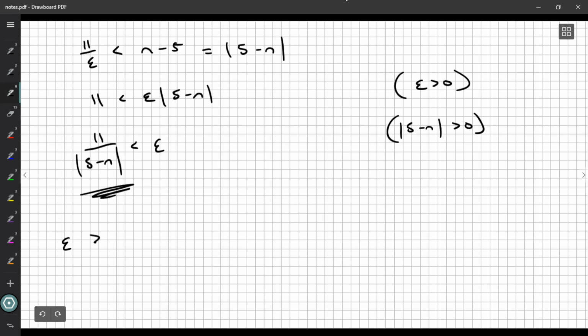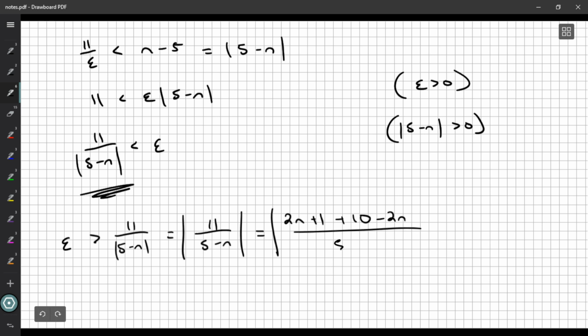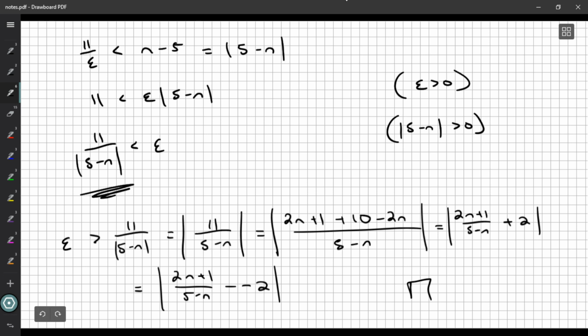So epsilon is greater than 11 over 5 minus n in absolute value. Okay, so we'll write this as 2n plus 1 plus 10 minus 2n, over 5 minus n, plus 2. And at long last, we do the minus negative 2. And we put the little box to tell everyone, hey, we're done. Okay? Or we could say, this is what we wanted, as desired, that sort of thing.